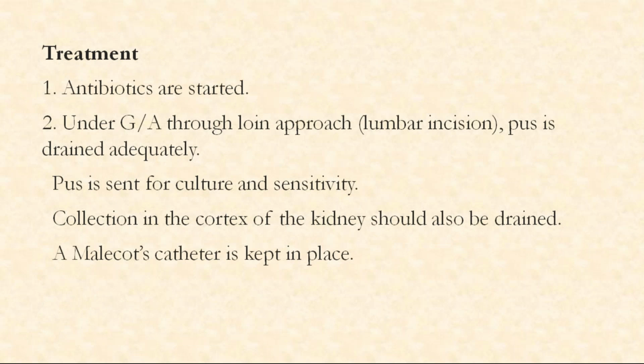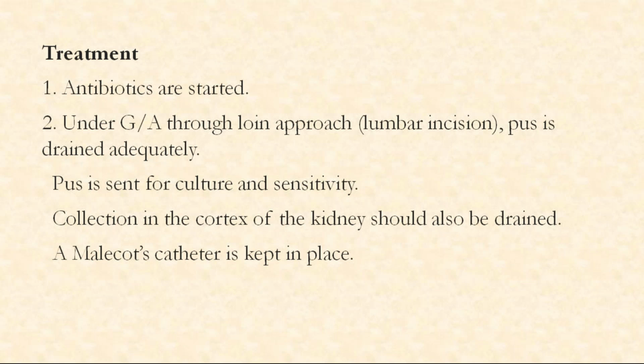So how do you treat? The perinephric abscess treatment should start with antibiotics. Next, under GA, you should always approach the loin region and the pus should be let out. It should be done under general anesthesia. You should give a lumbar incision and the pus should be drained adequately. That pus should be sent for culture and sensitivity, and after obtaining the report, you should give proper antibiotics.